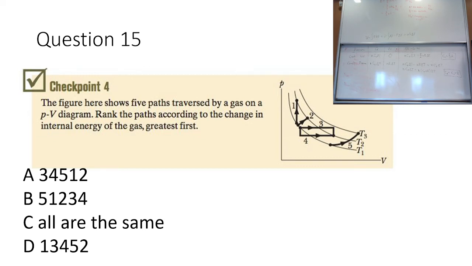So yes, B is correct because 5 is the only one that goes between this isotherm, so this is all one temperature, this is another temperature. So it goes from T1 to T3, and the way that these isotherms work, the further up they are, the higher the temperature, okay? Because of PV equals nRT, right? So this one is going from T1 to T3, and T3 has the highest temperature, whereas all these other ones are going from T1 to T2.